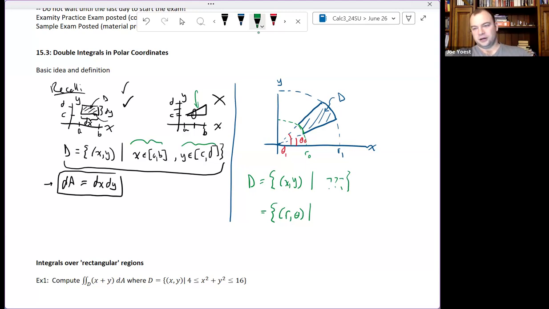What are my constraints on r and theta here? Well, I see that regardless of theta, regardless of the angle that I'm interested in, what color can I use here? I guess I'll use black. So if I pick whatever theta I want, I can choose an r anywhere between r0 and r1.